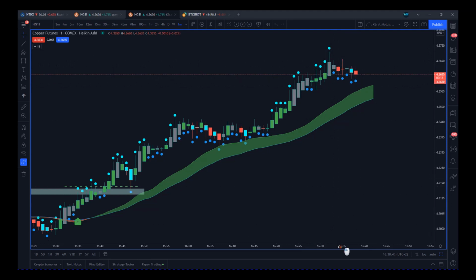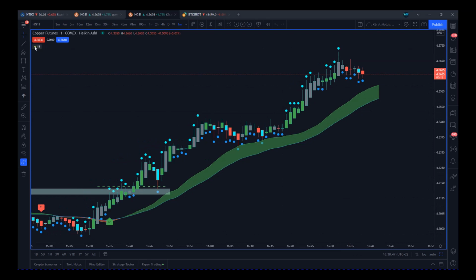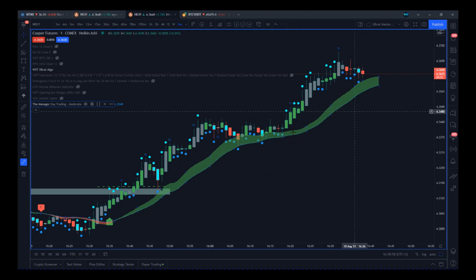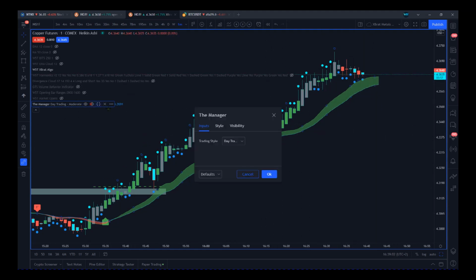We've got two options here. We can go what we call more aggressive now. Now we're locking in a lot of profit, so we started off day trading conservative. If we day trade moderate, you'll see the cloud changes slightly, it's a bit thinner. Or we could even go day trading aggressive now.